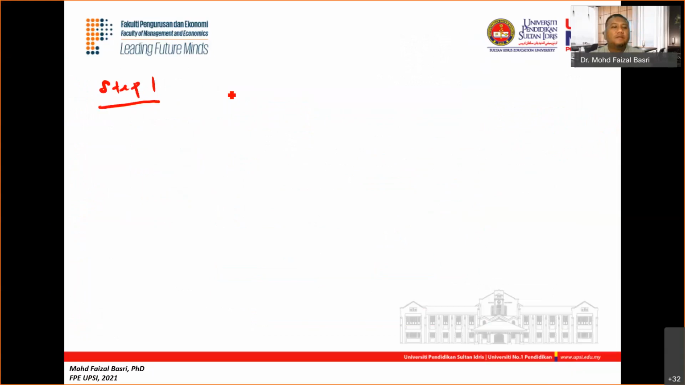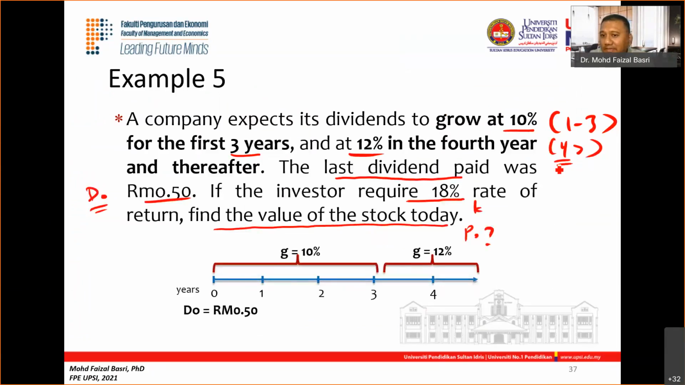Okay. Again, recap step number 1. We're gonna find the dividends until the year of the final G change. So in this case, the final year of the G change happened in year number 4. So technically, we're going to find dividend until dividend number 4, ataupun D4. And we're going to start with the information given in the question.